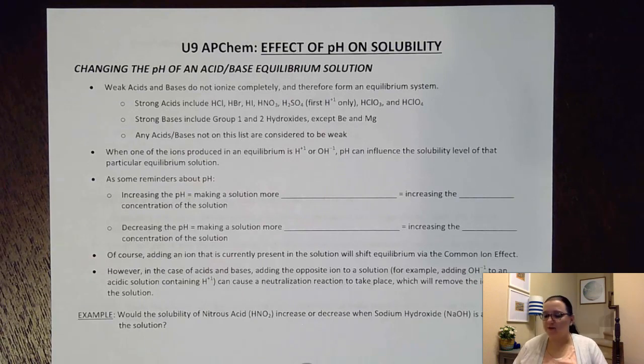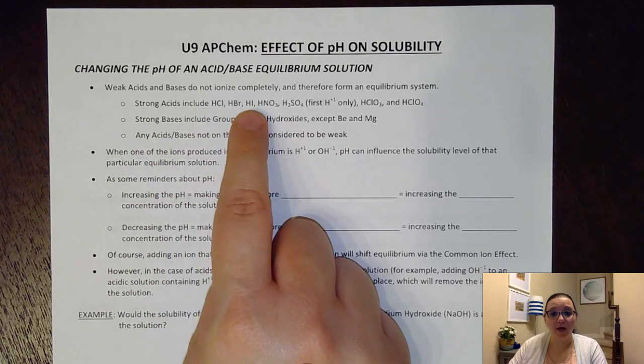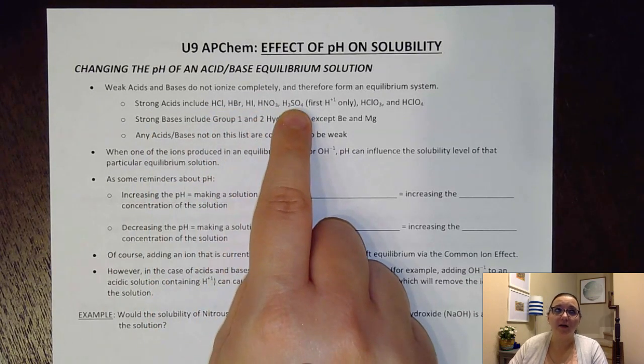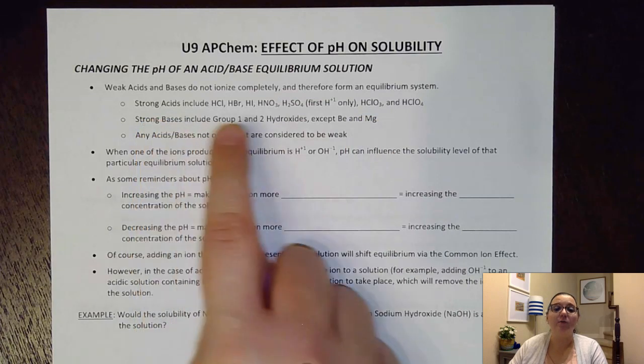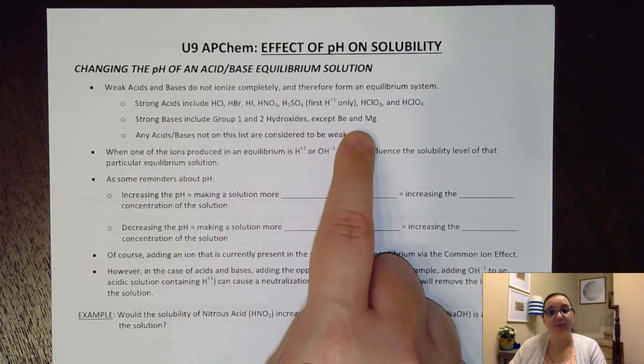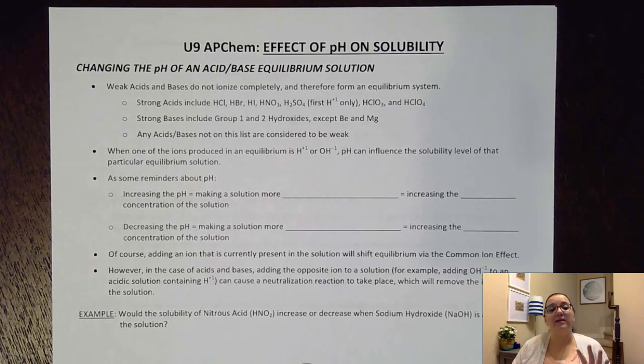As a reminder of our strong list, our strong acids include hydrochloric, hydrobromic, hydroiodic, nitric, sulfuric, technically only the first hydrogen coming off of it, chloric, and perchloric acid. Our strong bases include group 1 and 2 hydroxides except Be and Mg. If an acid or base is not on that list, then I could have a weak acid or base that would have equilibrium, and I could change the solubility of that solution.